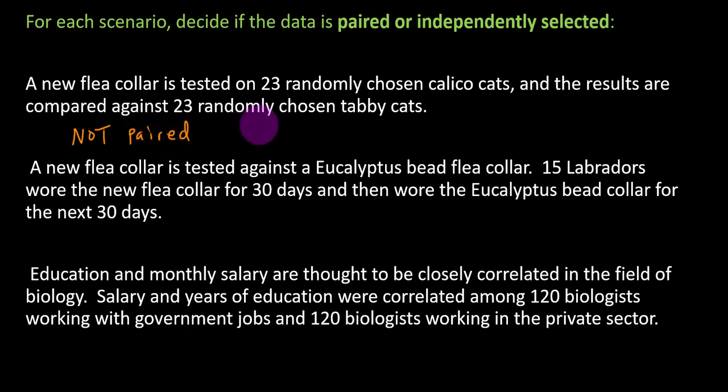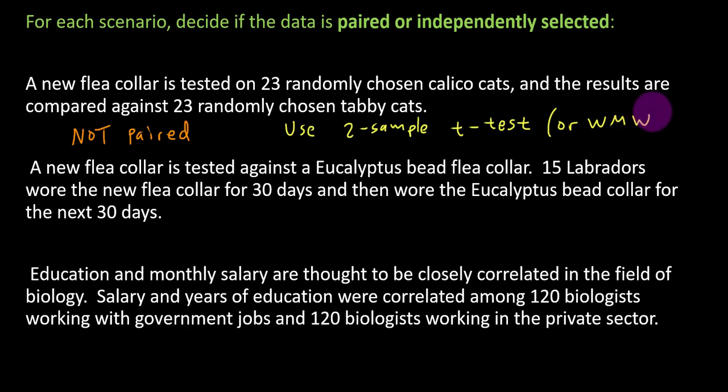If we needed to compare these samples and assess the effectiveness of the flea collar, we would probably use a two-sample t-test. So that's the regular two-sample t-test, as long as the requirements for its use were met. And if they weren't, then we could look to the Wilcoxon-Mann-Whitney test as a backup. Let's look at the second example here.